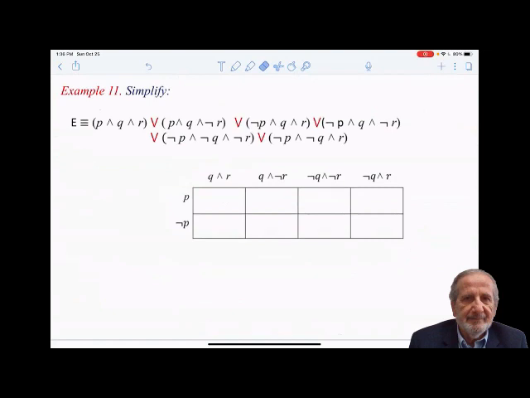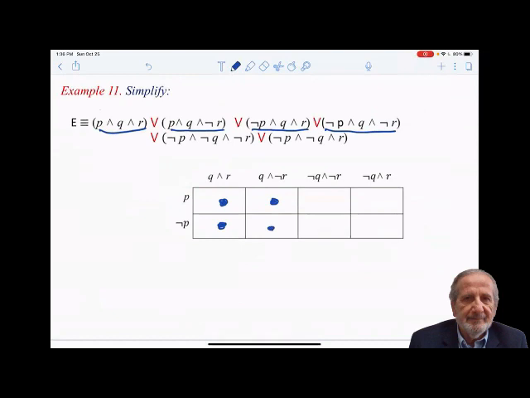Here's another example. Let's map it. P and Q and R right here. P and Q and not R. Not P and Q and R right here. Not P and Q and not R here.